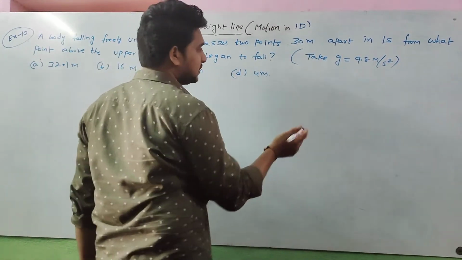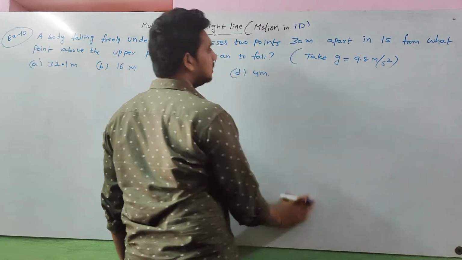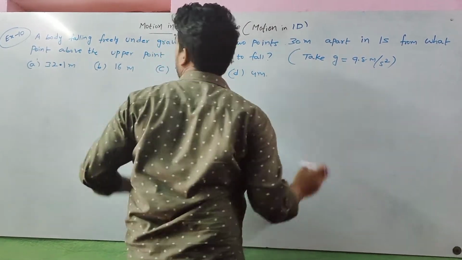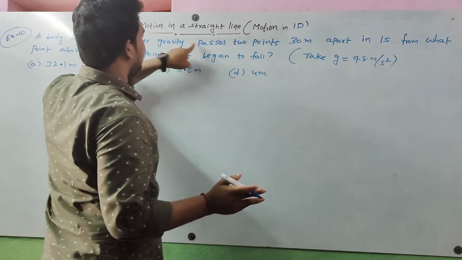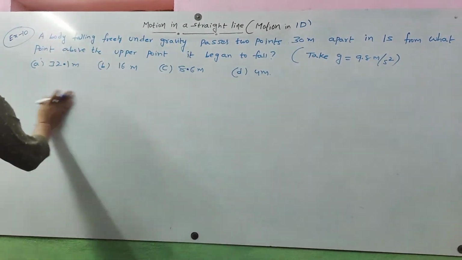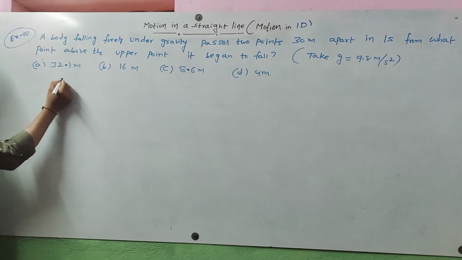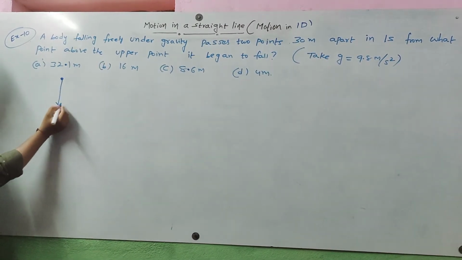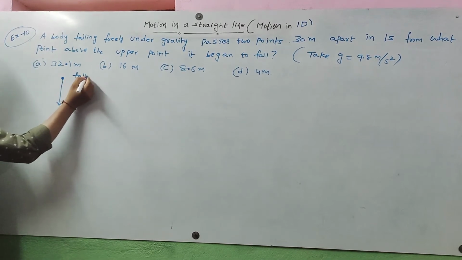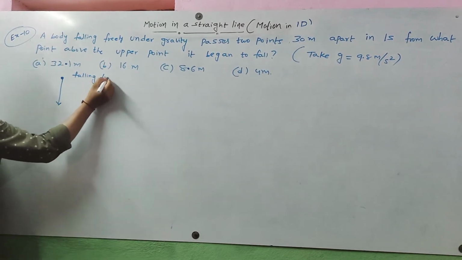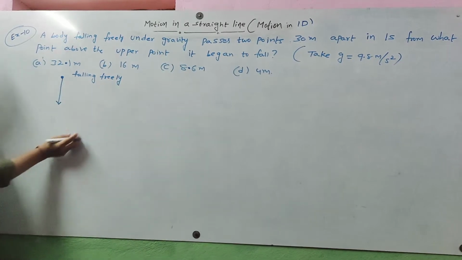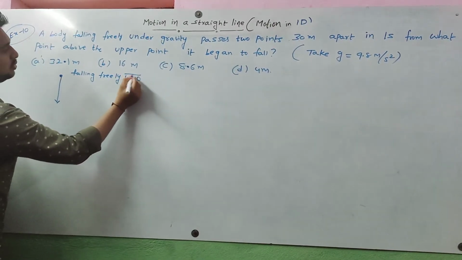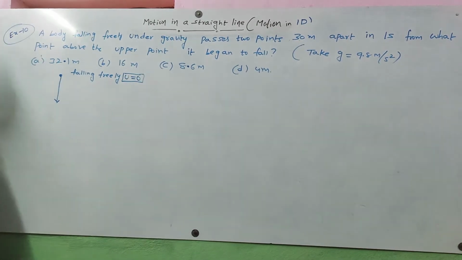First of all, I need to draw a diagram here. So how to draw the diagram? Observe carefully. A body falling freely under gravity. For example, I consider this as the body, and it is falling freely. In a question where a body is falling freely or dropped, we consider the initial velocity equal to 0.